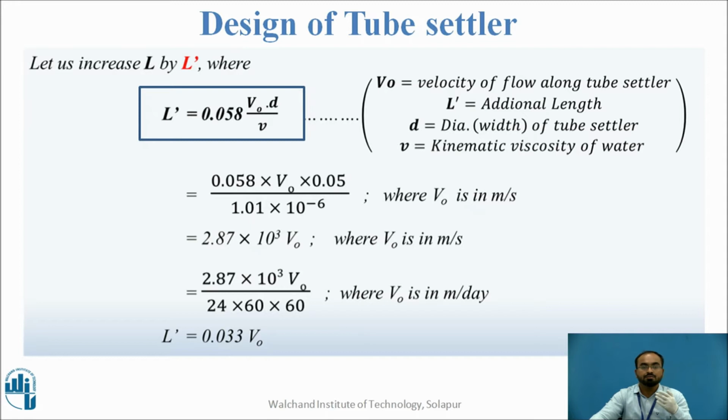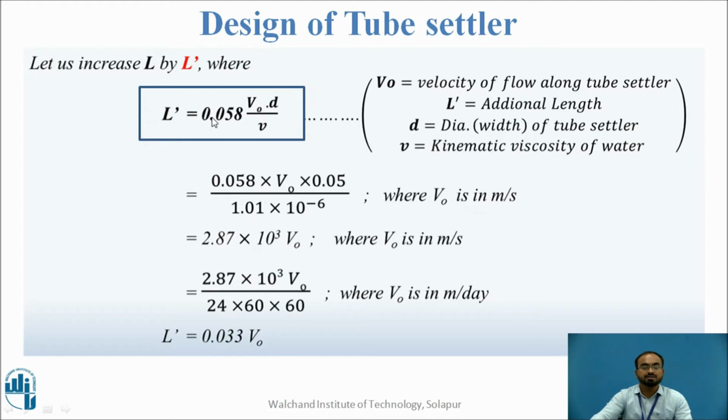Why is it so? Because the water also requires some transition zone. As it enters from the bottom, it requires some transition zone to convert itself into laminar flow, so that easy settling of particles can take place on the tube settler. That's why we are increasing the L by L dash. How do we calculate the L dash?